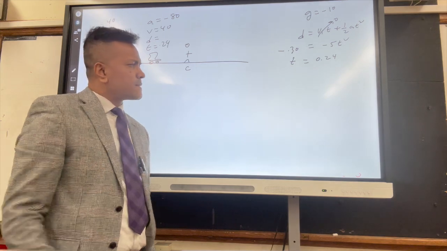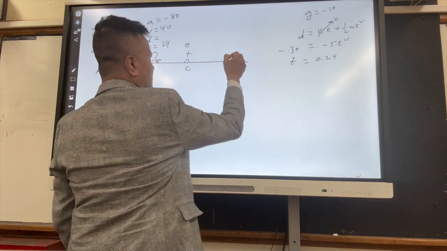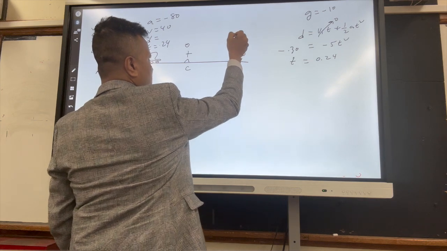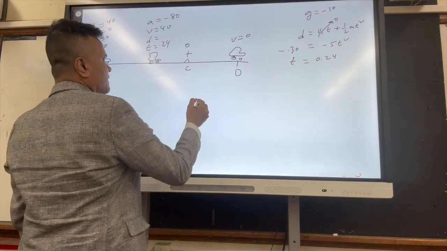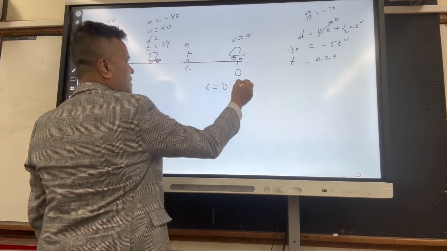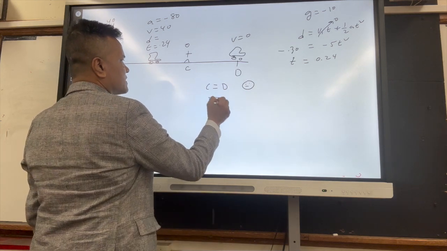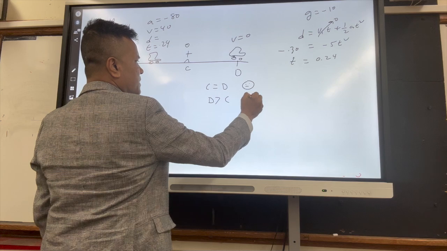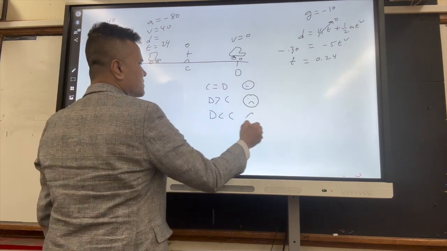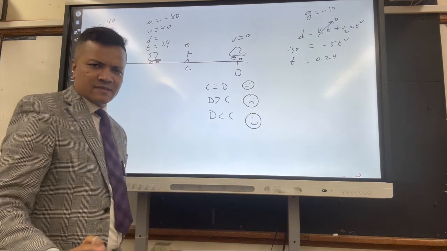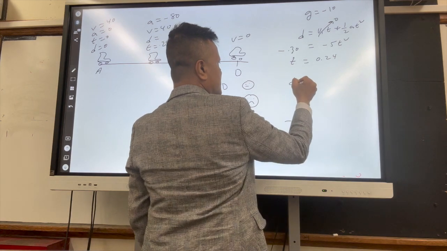All right. Now, at location D, what happened? At location D, my car velocity is 0. Now, understand this. If C is equal to D, then the outcome is something like this. If D is greater than C, then the outcome is very bad. If D is less than C, then the outcome is very good. Okay, what does that mean? Distance, let's find distance.